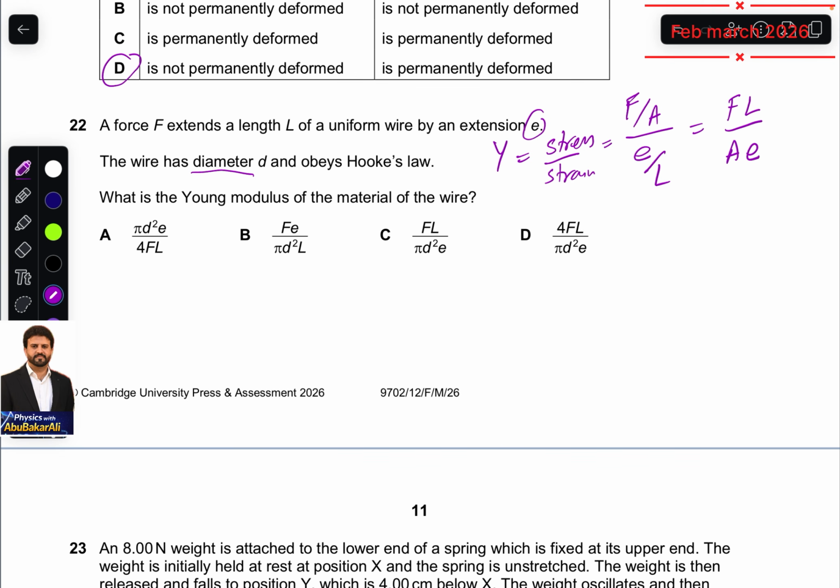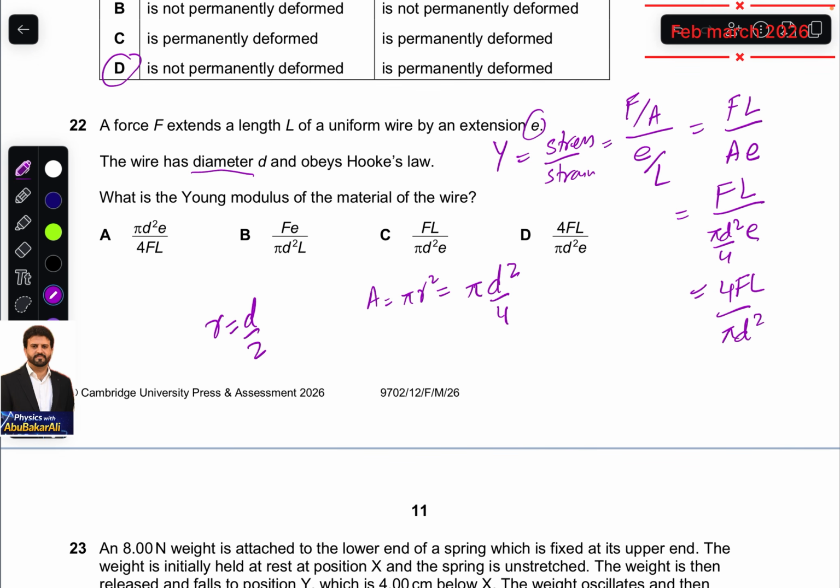But we don't have the answer in terms of A, so we have to change it. And we know area is pi r square, or it can be written as pi d square by 4, because r is equal to d by 2. D is the diameter. Okay, so you can put this, F L over A is pi d square over 4 e. That will give you 4 F L over pi d square e. Pretty easy. So this is option D.